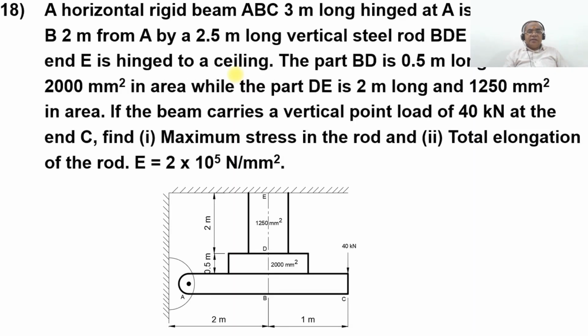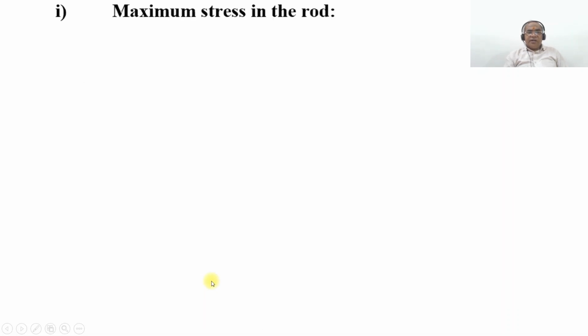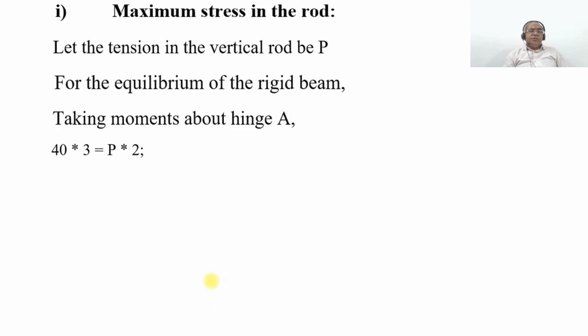So what does it mean here? Once the load is applied, the beam will try to bend in the downward direction. To keep it in equilibrium, you have to have the tension P acting upwards. The sum of the clockwise moments is equal to the sum of the anticlockwise moments. The clockwise moment is 40 into 3, equal to P into 2 in the counterclockwise direction. On simplification, P will be equal to 60 kN.